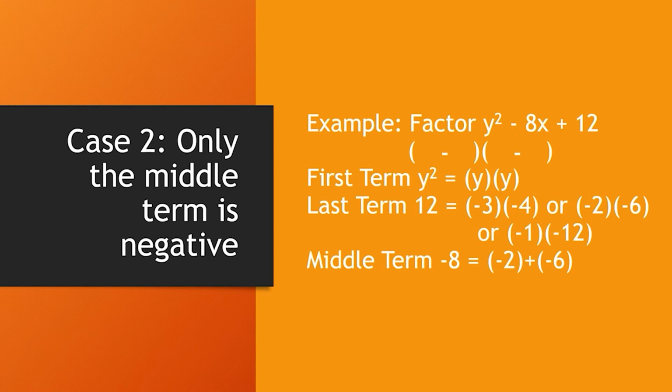So the factors of y squared minus 8y plus 12 are the quantity of y minus 2 times the quantity of y minus 6. Again, you can verify your answers by performing the FOIL method.